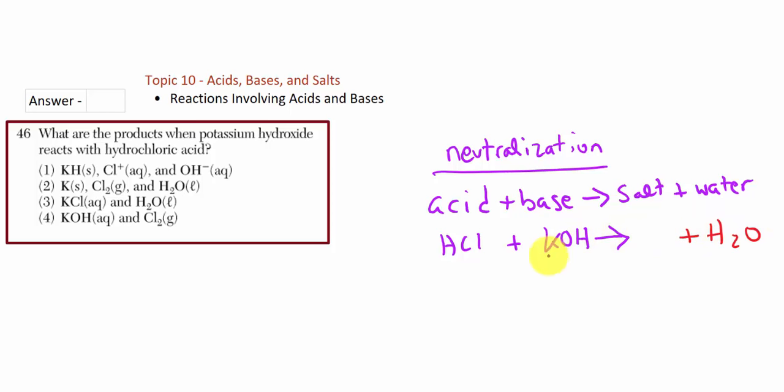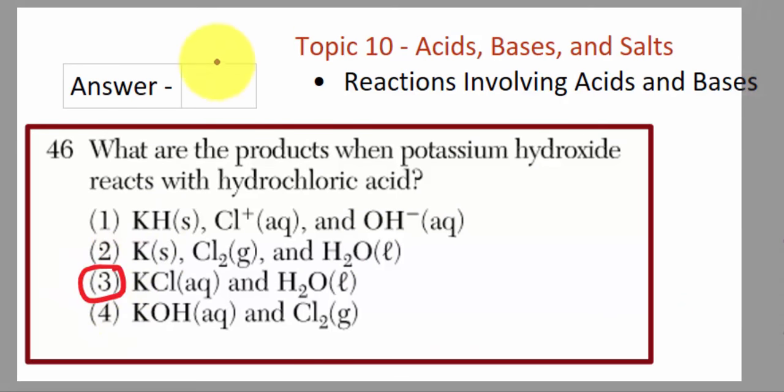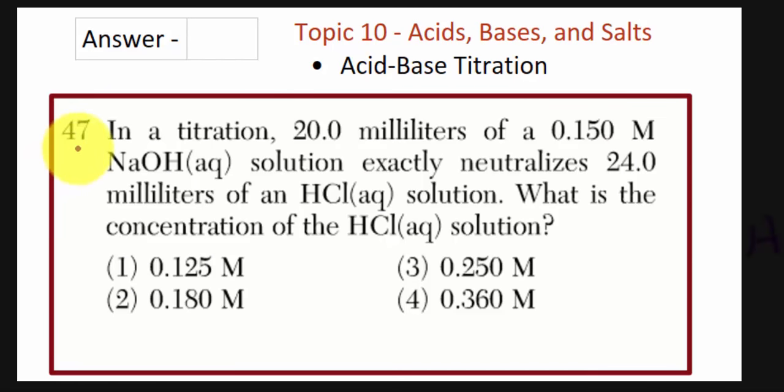and some type of salt, which will include potassium ions and chloride ions, which can be written as KCl. Aqueous means it remains dissolved in the water. So we're looking for the salt, potassium chloride, and water as a product, and that is answer number 3. Number 47.